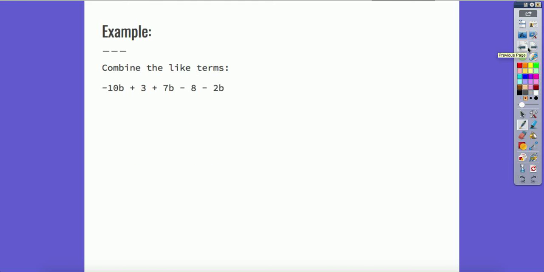Okay, another one here. I'm going to combine like terms. I want you to go ahead and hit pause, do this problem, and when you're ready to check your answer, hit play.